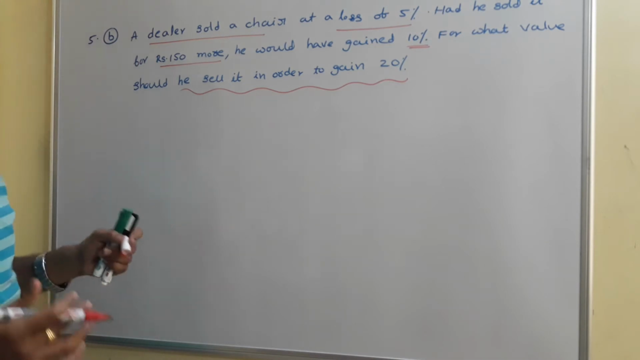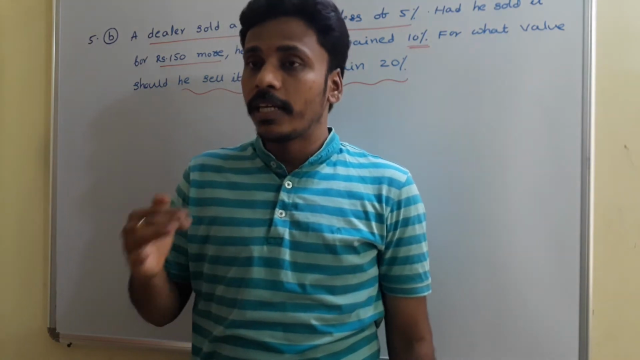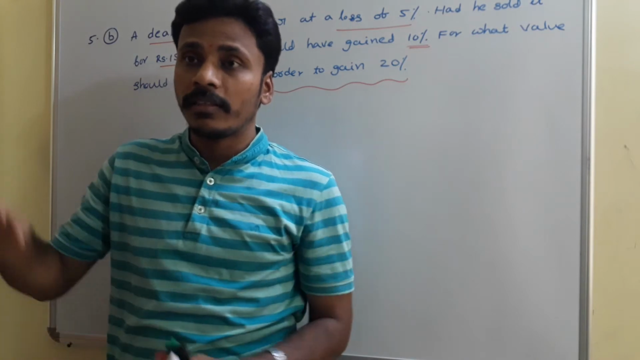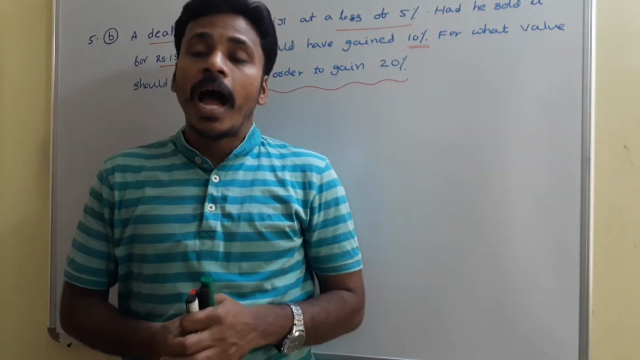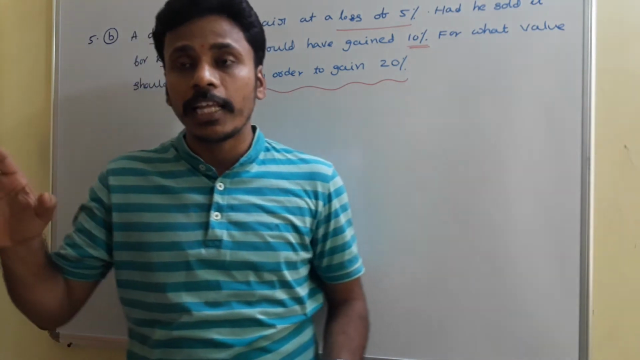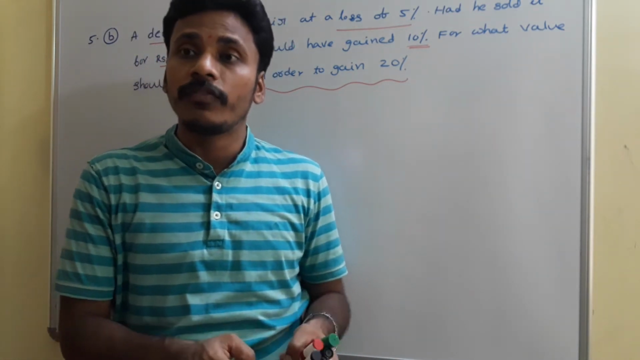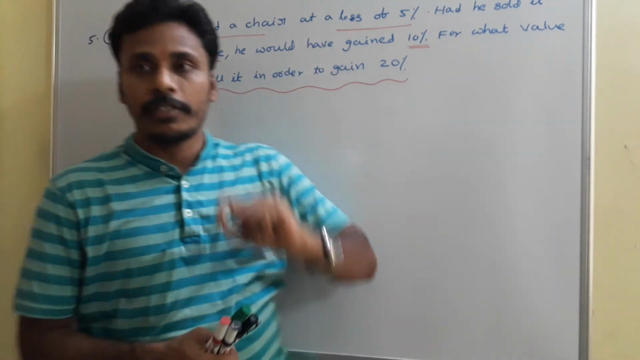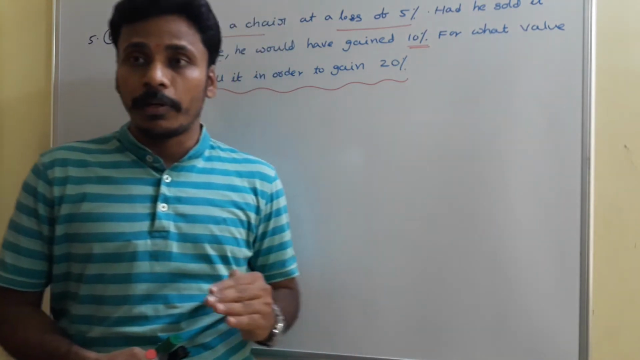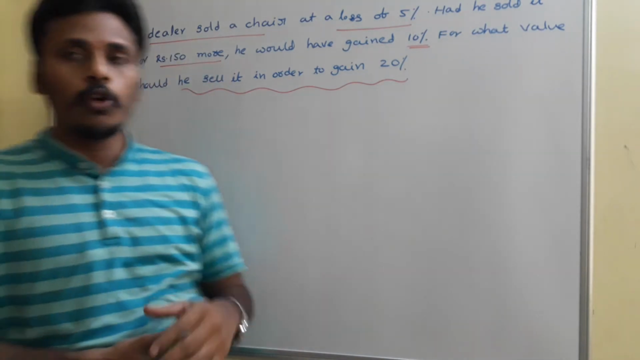Okay, see, three different situations are there in the problem. You need to analyze it. First of all, the dealer is selling the chair at a loss of 5%. Since he is selling at a loss of 5%, there is one selling price. If he gets 150 rupees more for that selling price 1, then you get selling price 2, and this selling price will give him a profit of 10%. In the first case, a loss of 5%. In the second case, a profit of 10%. And in these two cases, the difference between the selling prices is given as 150 rupees.